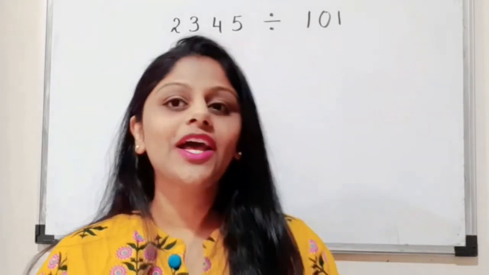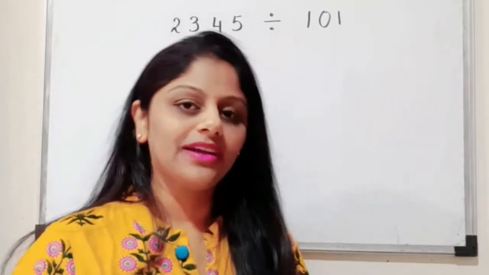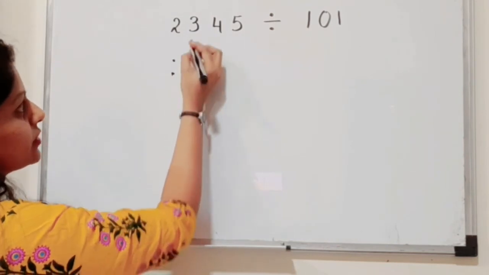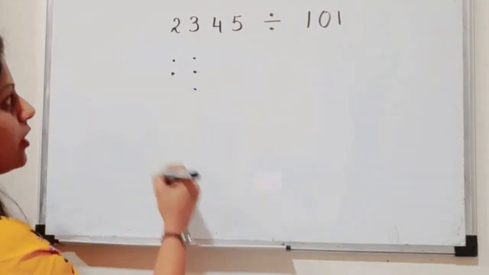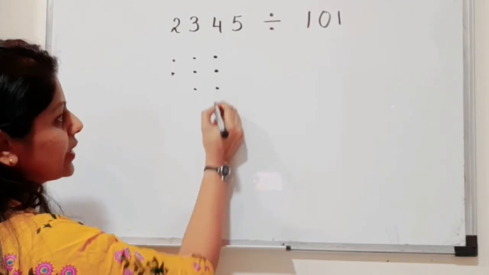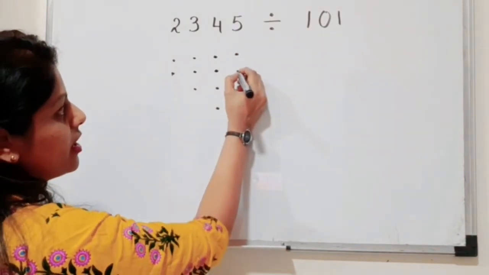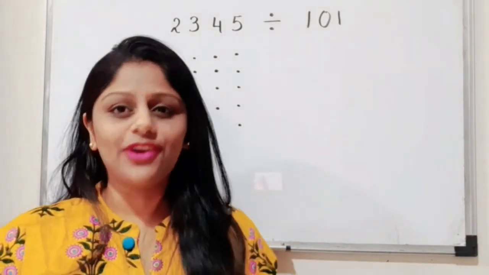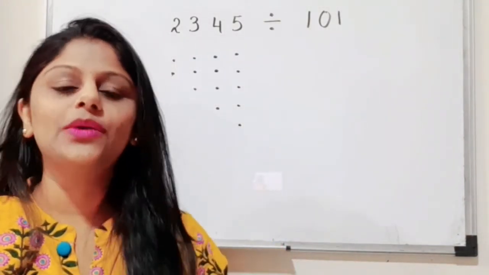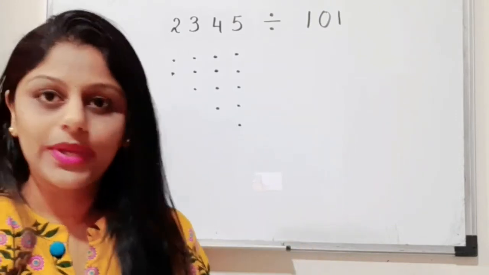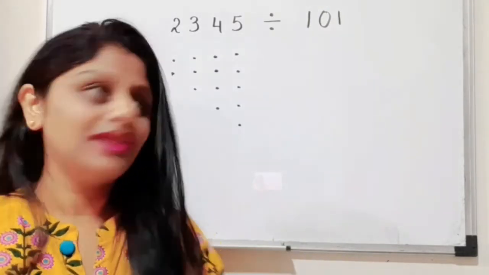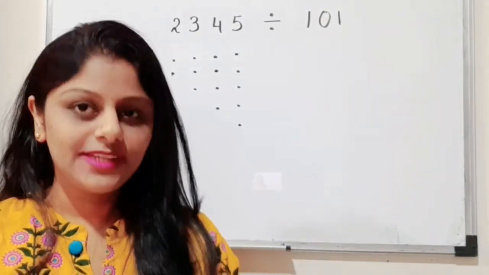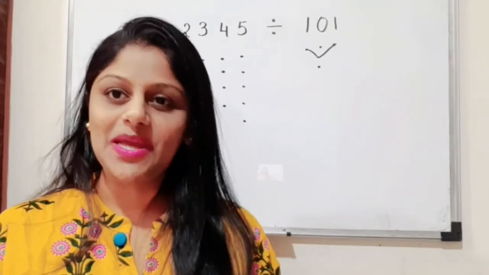So let's do. The number 2345, again we'll draw dots for these numbers. For 2 we'll draw 2 dots, for 3 we'll draw 3 dots, for 4, 1 2 3 and 4, and for 5 we'll draw 5 dots. Drawing dots, I guess now it is clear for each one of us after practicing so many questions. Now what we have to do is join the number of numbers that we are having in our divisor. So our divisor is 101.